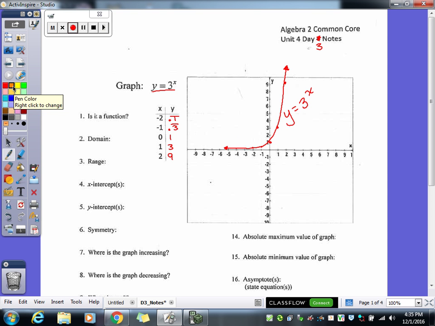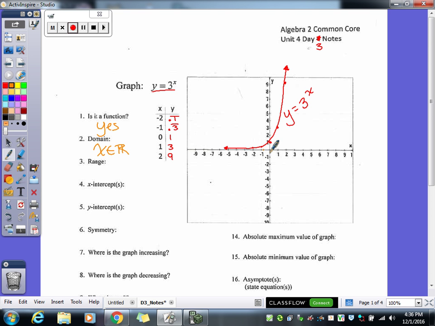So let's go through and analyze this. First we have to know, is it a function? Our answer for this would be yes. It would pass our vertical line test. If I were to draw a vertical line anywhere on here, it would pass it. Our domain for this would be x is an element of the reals. It's going to keep going on forever and eventually use every x value possible.